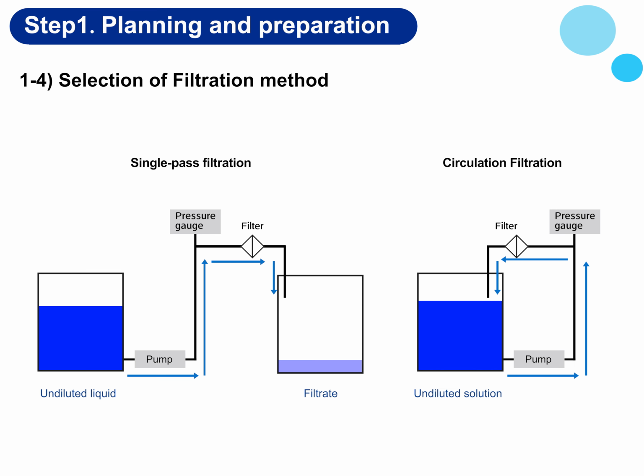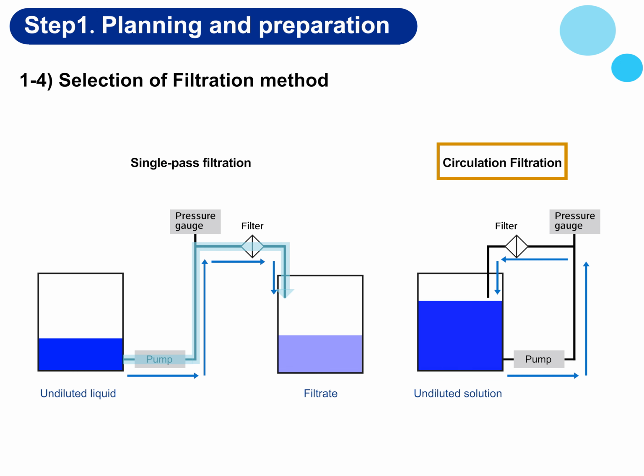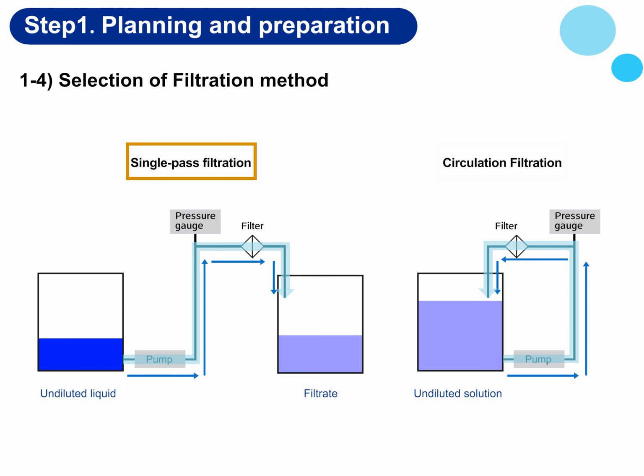Filtration methods in constant flow filtration include single pass filtration and circulation filtration. Single pass filtration is a method in which the filtrate is transferred to a separate tank from the pre-filtrated liquid. Circulation filtration is a method in which the filtrate is returned to the undiluted solution tank to gradually reduce unwanted substances in the undiluted solution tank. The filtration method is selected according to the conditions of use of the filter in mass production and the purpose of the experiment. In this video, we will use single-pass filtration as an example.